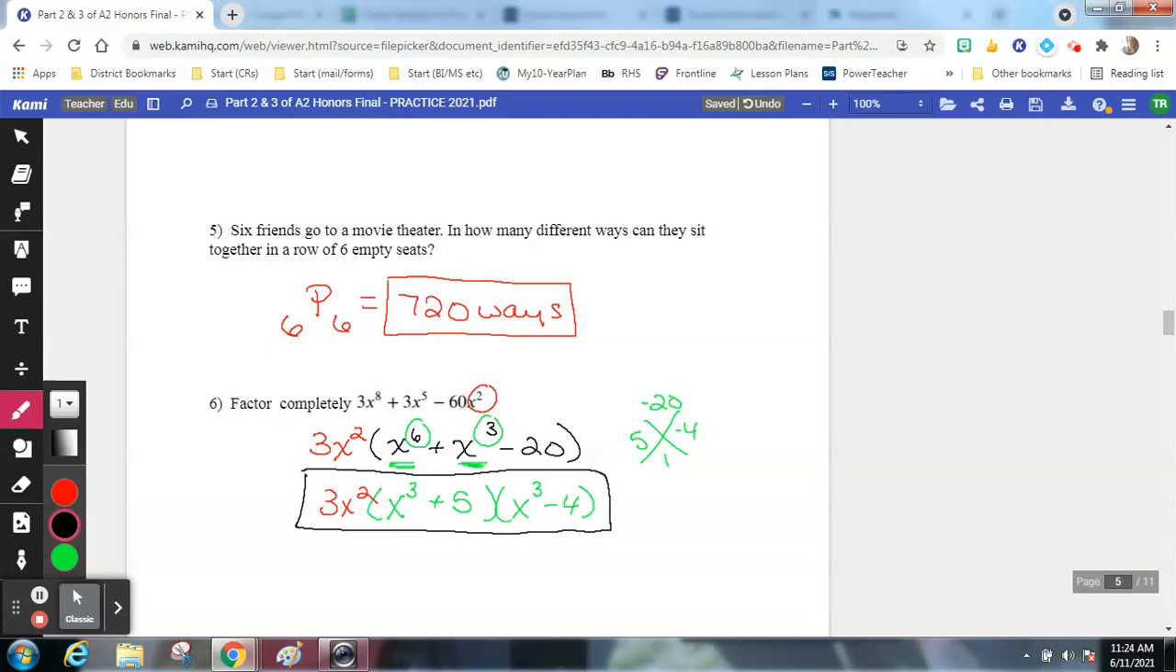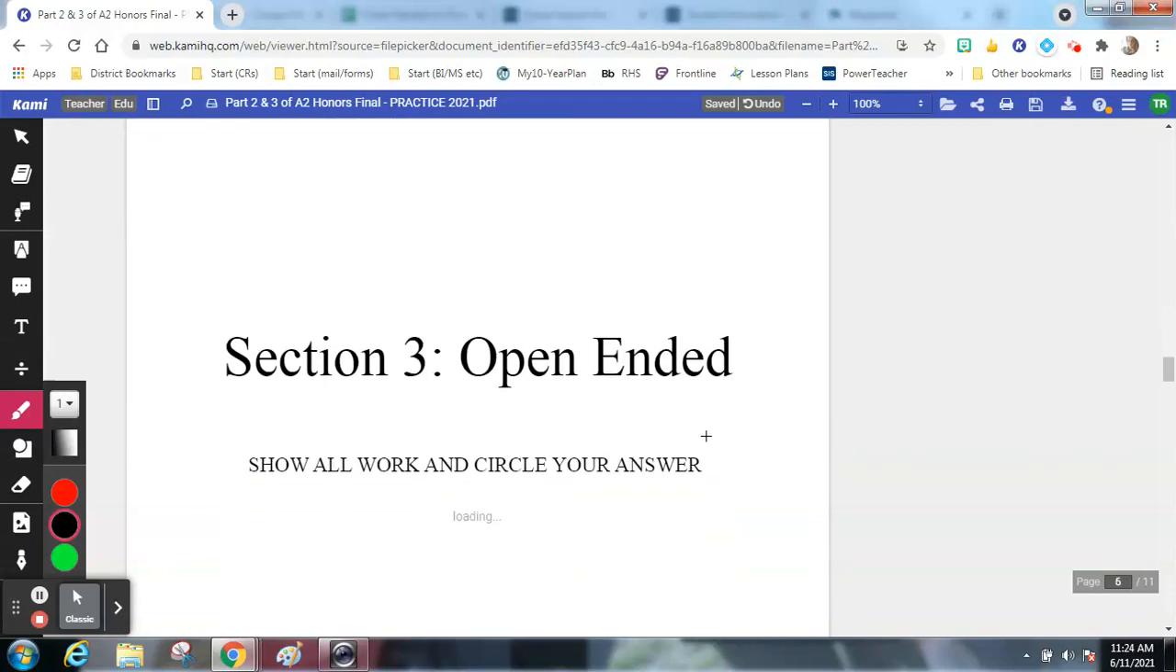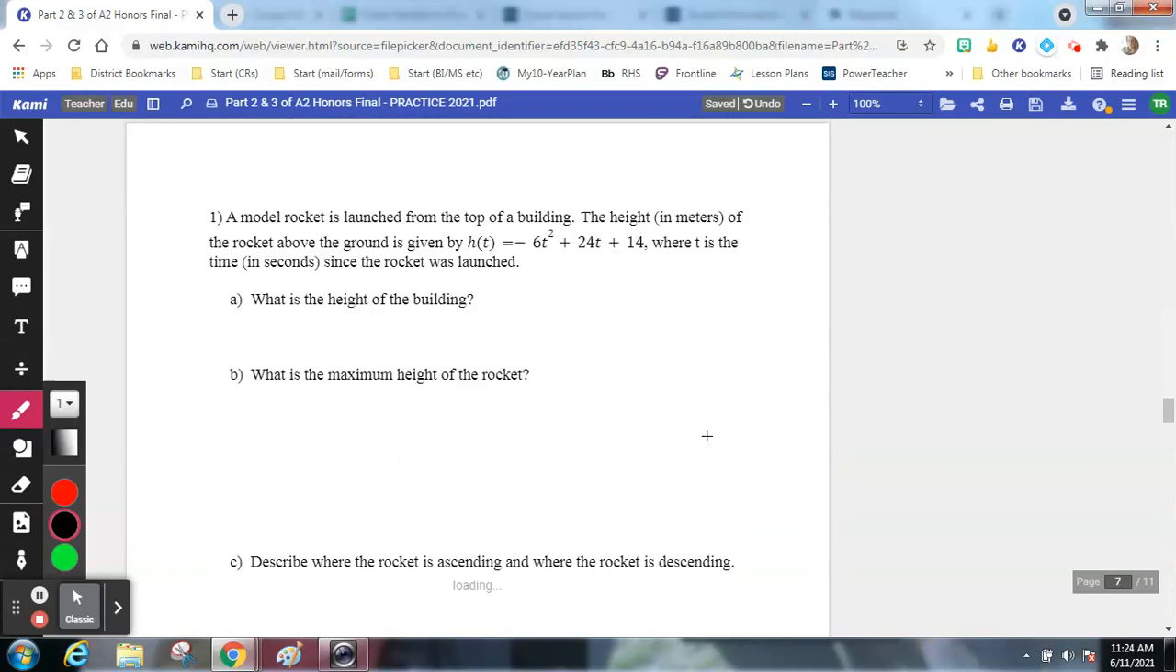All right, so those are your short answer. Those are the quicker ones. And now our longer answers are where we're going to be split into multiple parts, A, B, C, Ds.